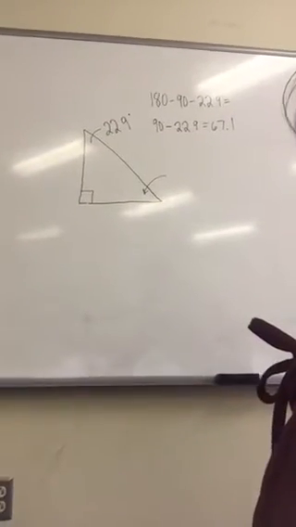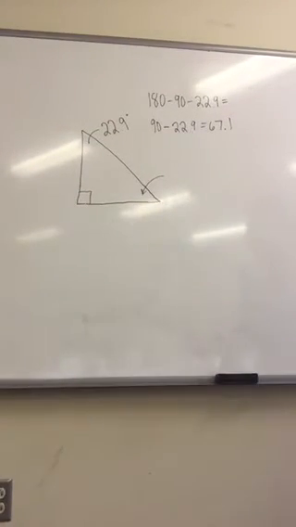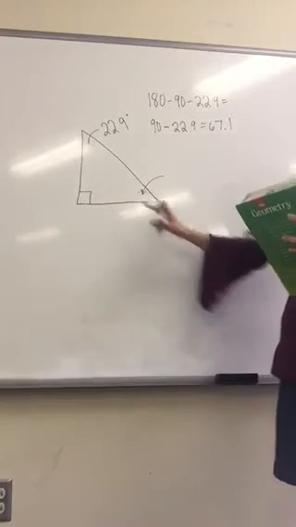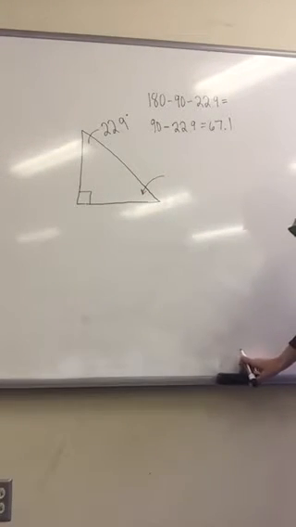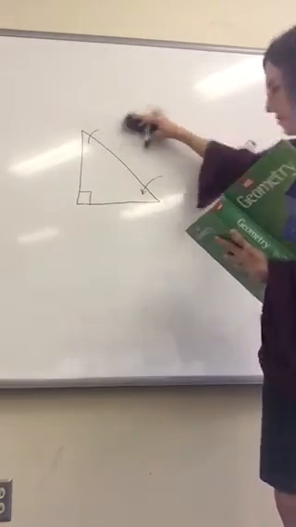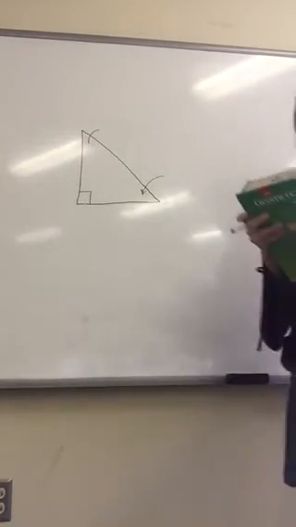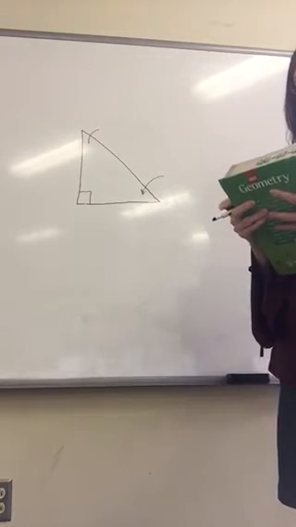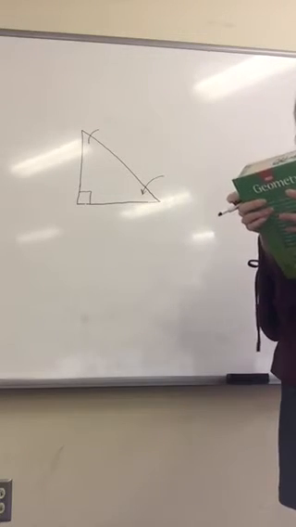I hope you can see how we did that. I'm going to turn the phone just a little bit, and hopefully that gives it even better. And that's how we solved for that angle. All right, let's try another one. This one says the measure of one acute angle in a right triangle is given. What is the measure of the other acute angle?